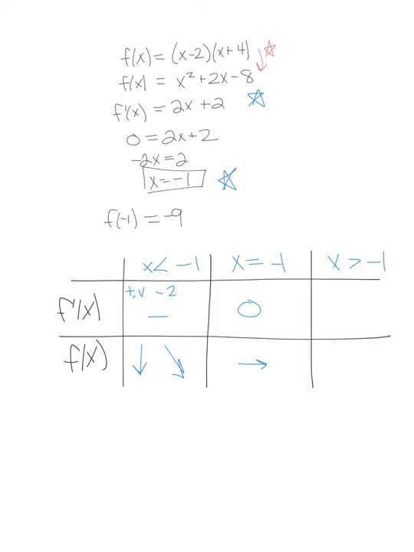I'm going to do the exact same thing over here. I'm going to choose a test value that is bigger than -1. In this case, I'm going to choose 0. Whenever possible, choose 0. Plug that in, and I'm going to get 2 times 0 plus 2. So this is going to give me a positive result, which is going to give me an increasing value or a positive slope.